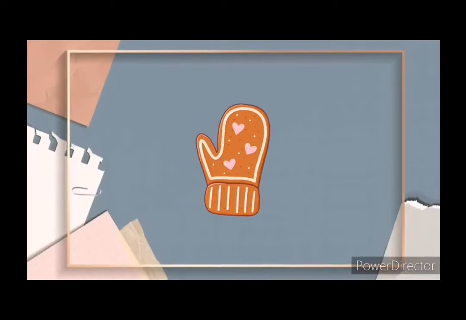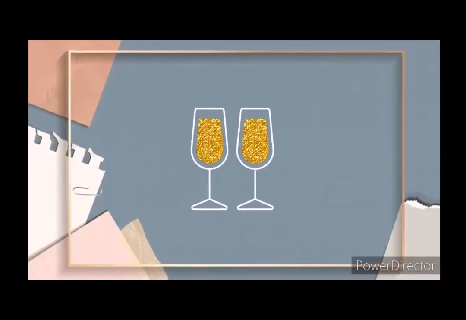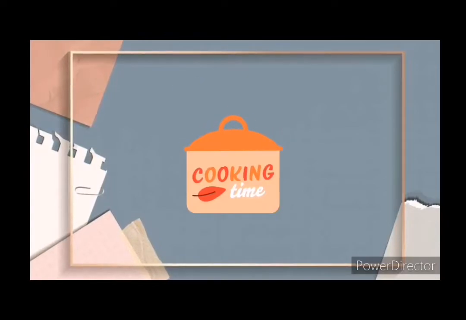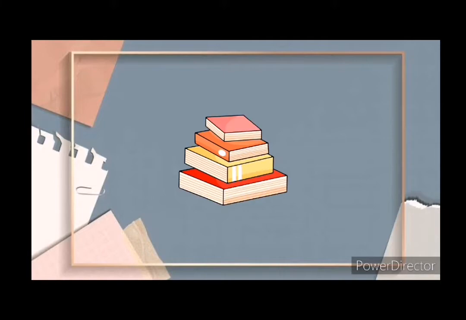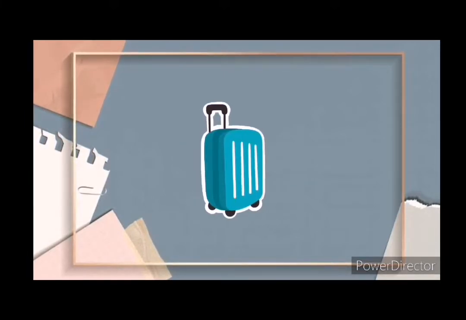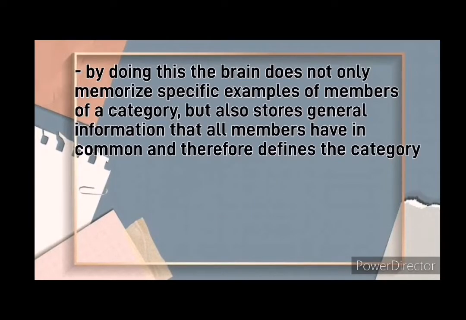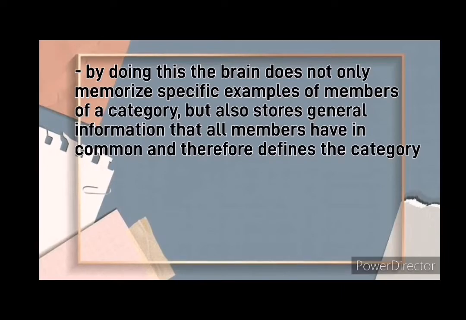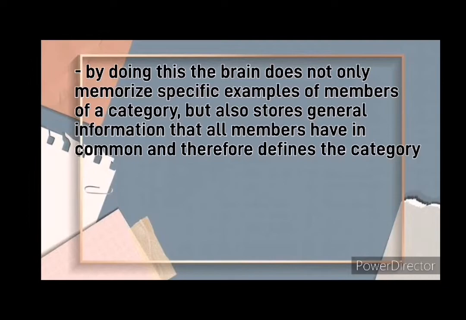For example, we have a big box that contains different home materials. We let the child identify the different objects and categorize them where they belong. Is it for the living room, kitchen, bedroom, etc.? By doing this, the brain does not only memorize specific examples of members of a category, but also stores general information that all members have in common and therefore defines the category.